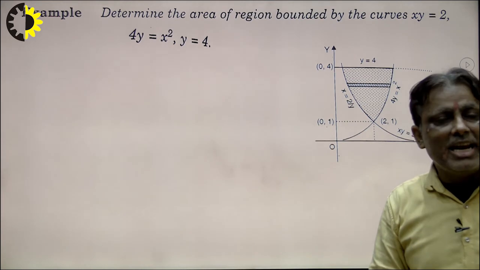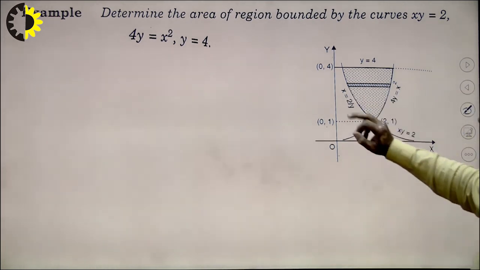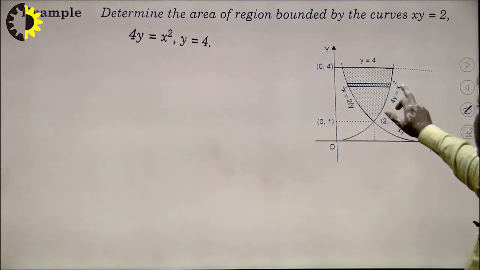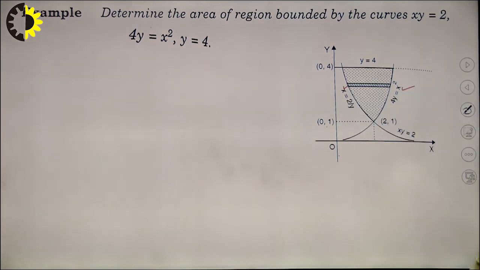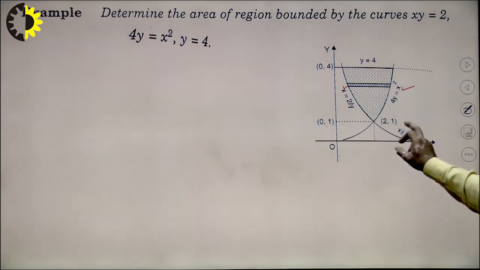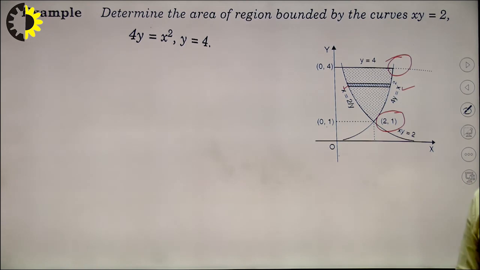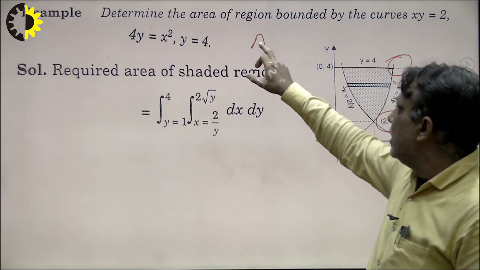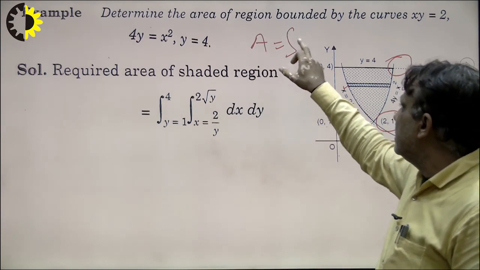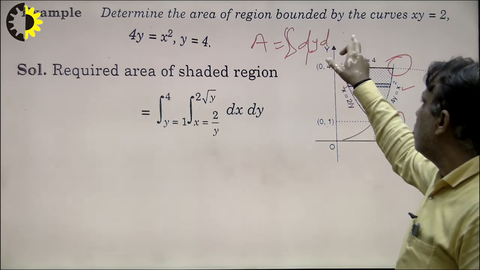We consider an elementary strip parallel to the x-axis here. I draw the strip, and the lower limit will be this and the upper limit will be this. In this way we can calculate the lower and upper limits. The value of y is minimum 1 and maximum 4, so the limit of y will be 1 to 4. Graphically, the area is equal to the double integral of dx dy. We studied in the previous lecture how to solve the integral.